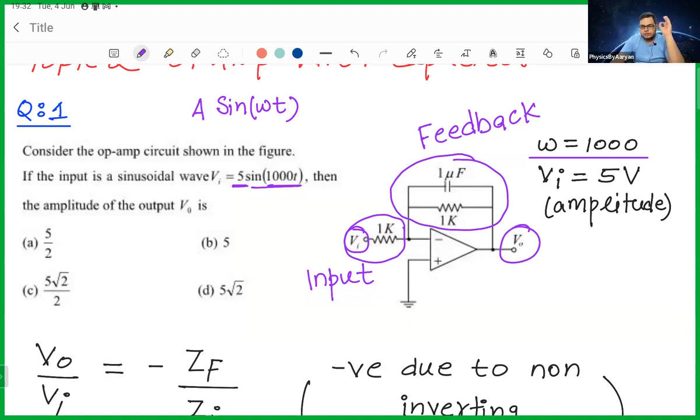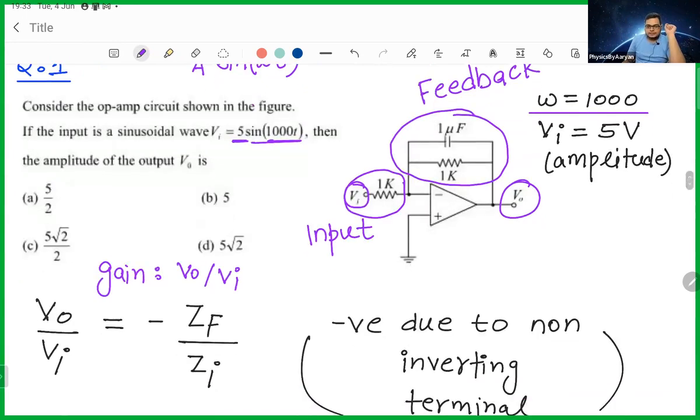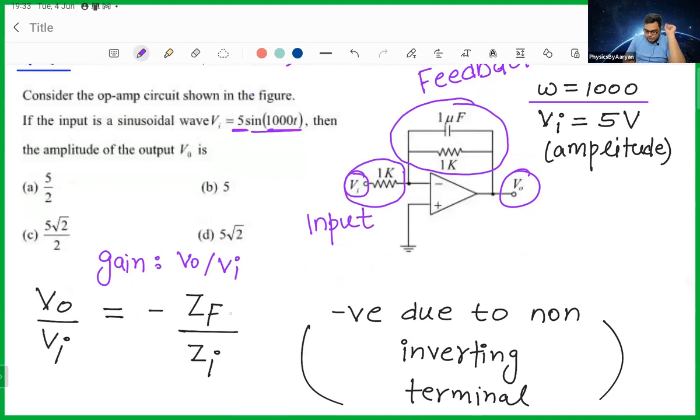Whenever you need to do such questions, where input is given and output is asked, you need to know the gain of the op-amp. Gain of the op-amp means how much your op-amp is able to increase the voltage. So basically this is defined as V output by V input, and that is defined as minus Z feedback by Z input. So whatever is the impedance, not a resistance, the impedance of the feedback circuit divided by the impedance of the input circuit.